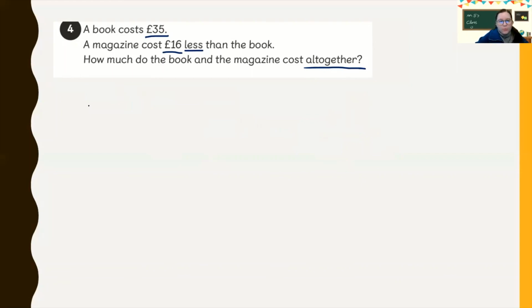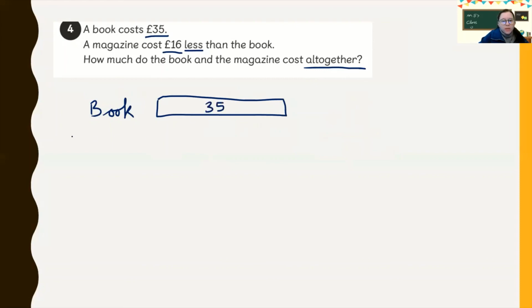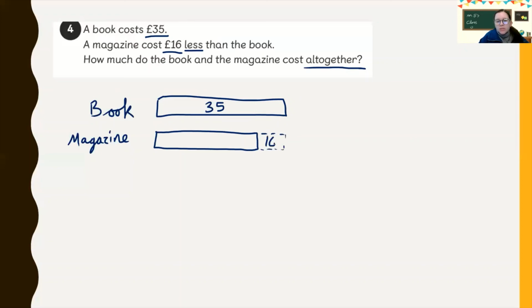Okay, how did we do? So we've got our book that costs £35. But that's a lovely book for that money. Magazine costs £16 less. Okay, so that's about the size of our magazine-ish, but we know it's £16 less. This is probably a bigger part, to be honest, but just to illustrate the problem, this is our missing number. So how do we find that missing number? How did you find that missing number?